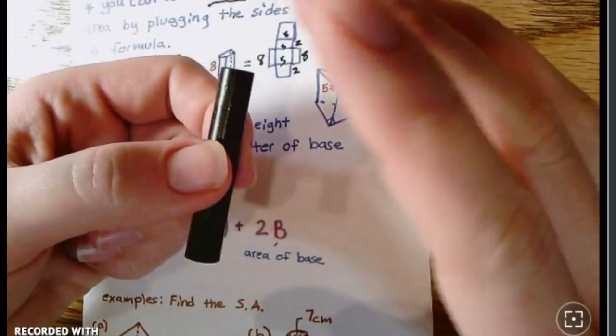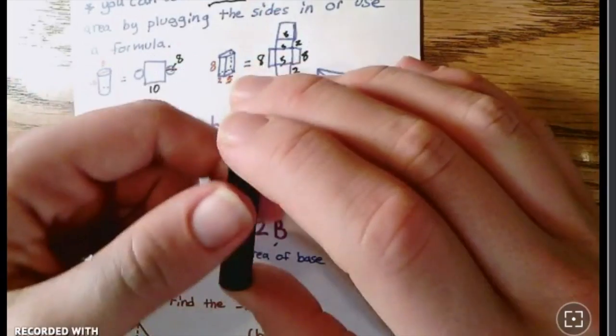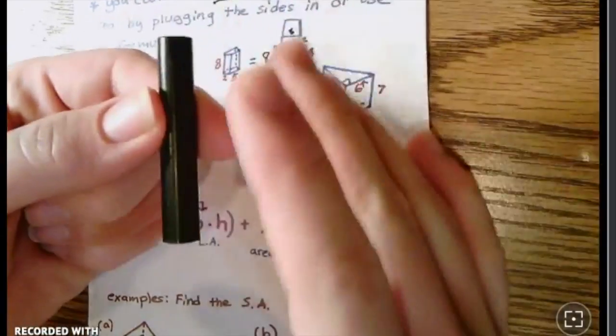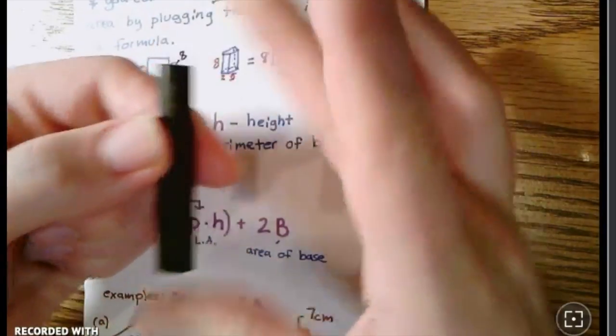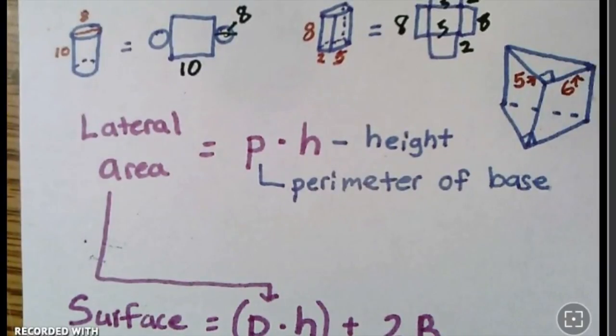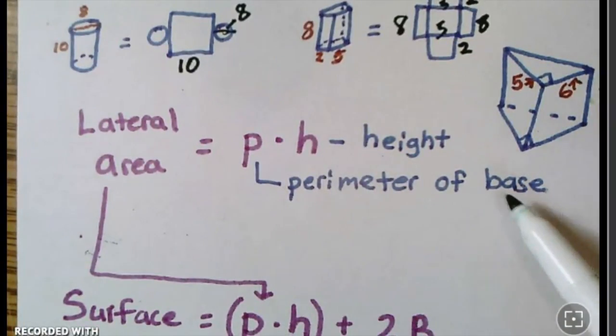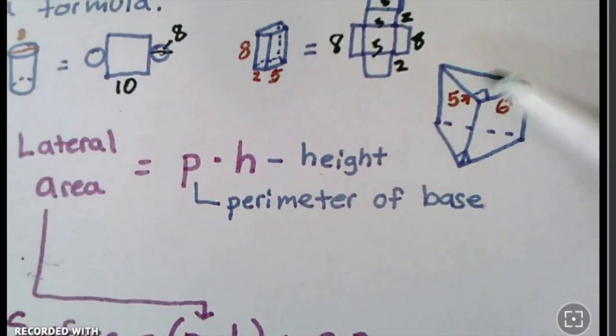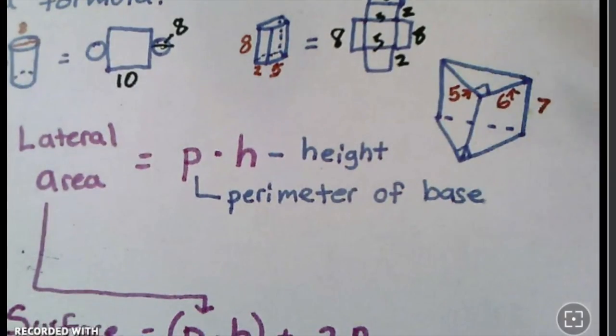So that's the lateral area. If it was a prism, then I would find all of the area going around, all the faces, but not the two bases. So we find that by finding the perimeter of the base times the height. Okay, so to find the perimeter of the base, I need to add 5 plus 6 plus whatever the hypotenuse would be.